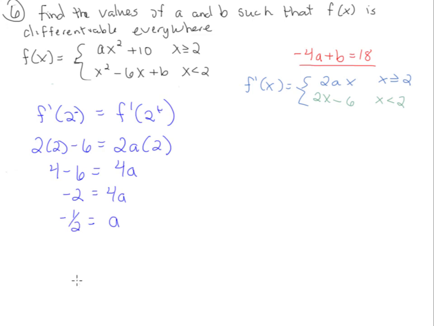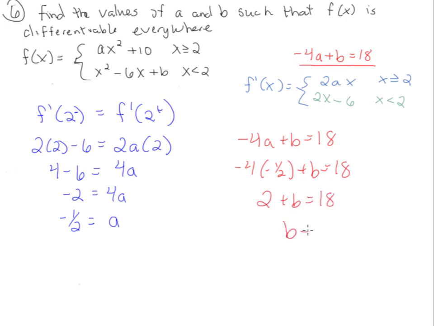Now that I have a is equal to negative 1/2, I'm going to go back to that red equation I got from my continuity, the negative 4a plus b equals 18. Replace a with negative 1/2 and solve that equation for b. Therefore, my a is negative 1/2, my b is 16.